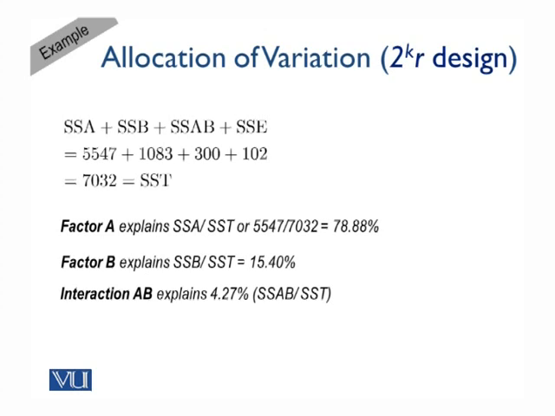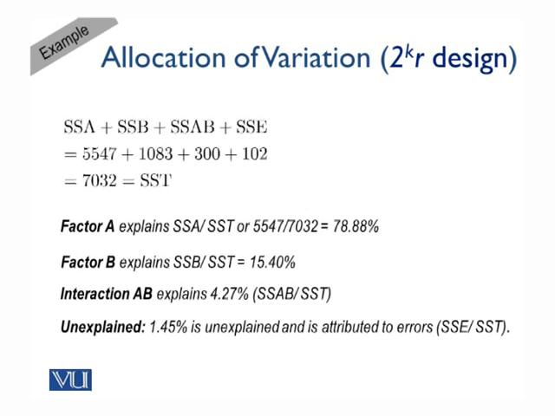And the key to a 2 raised to k r design, the amount which is unexplained is now shown, and it can be calculated as SSE divided by SST. And we calculate that and we find a value of 1.45%. So this tells us that the amount of error is relatively low, and because of that we can have a lot of confidence in our conclusions that factor A is perhaps the most important factor in this setting.